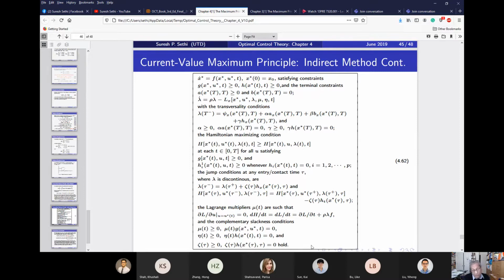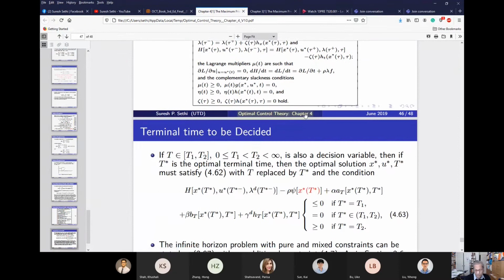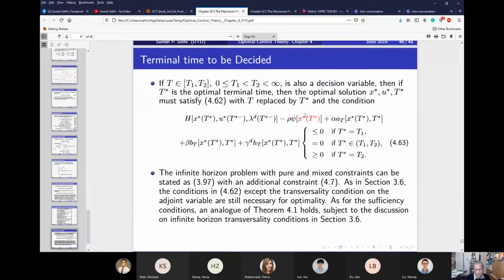Or you can do without current value, in which case you will have the standard application, which you can go to previous 4.24 or whatever, and you can apply that box. If the time T is to be decided, we have another term here, which is new from the previous formulation of this situation.